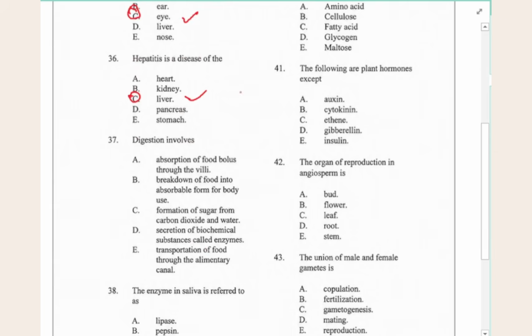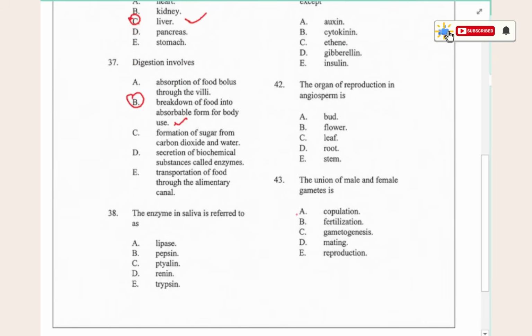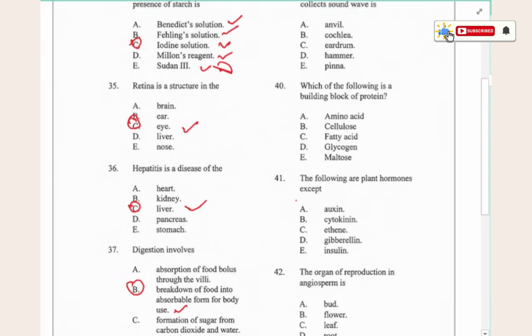37. Digestion involves what? If you read through the options, you'd see that the best answer is option B, the breakdown of food into absorbable form for the body's use. Okay, and then 38, as we move on, the enzyme in saliva is referred to as ptyalin. So ptyalin is the enzyme in saliva, otherwise known as the what? Salivary amylase. Okay, salivary amylase basically. So that's where you have that as 38.